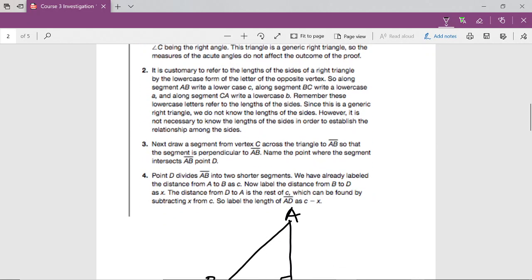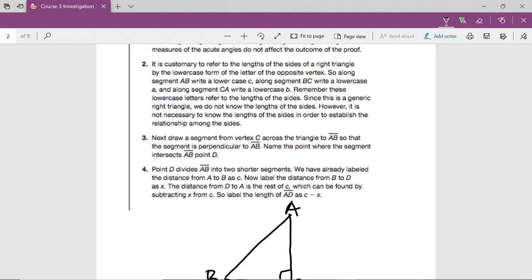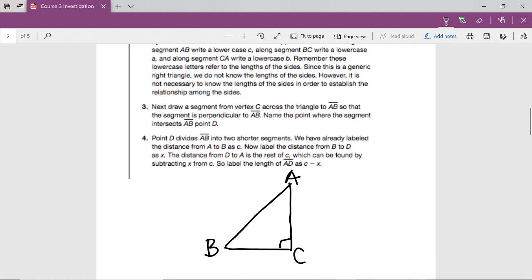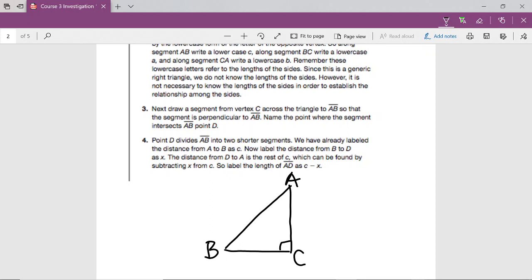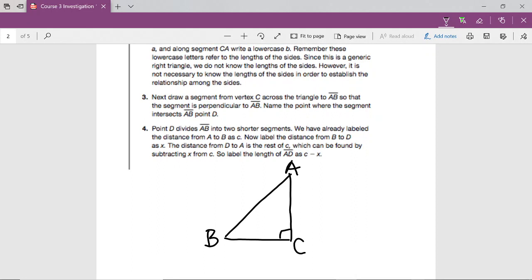Okay. So number 2, it's customary to refer to the lengths of the sides of a right triangle by the lowercase form of the letter of the opposite vertex. So along segment AB, write lowercase c, along segment BC, write lowercase a, and along CA, lowercase b. So across from that vertex, so across from C is the hypotenuse, so we put a little c representing that big side length. Across from A, we put a little a, and across from B, we put a b representing that side length. Since this is a generic right triangle, we don't know what the lengths of the sides are. However, it's not necessary to know it in order to show this proof.